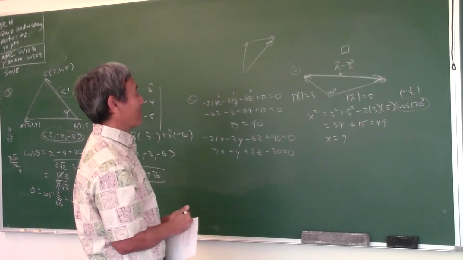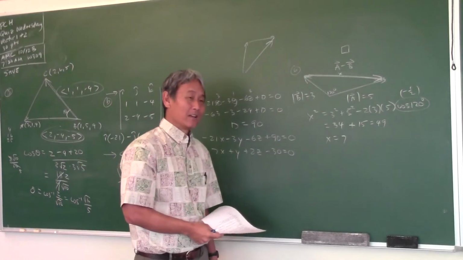Oh, Mr. Park, every time we have a law of cosines problem, the answer is 7. Unless it's not.